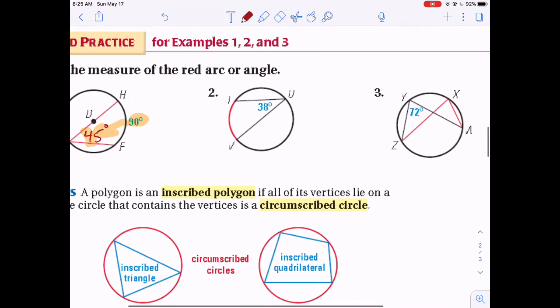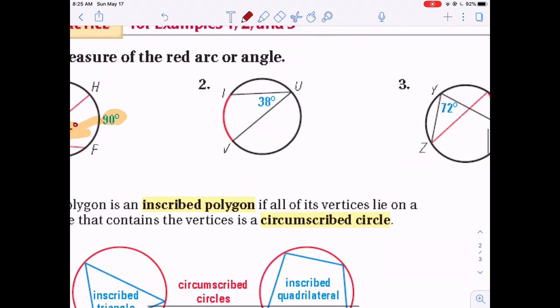On number 2, the 38 is now the inscribed angle. So now I have to go out to the arc and double that to be, I guess, 76 degrees.